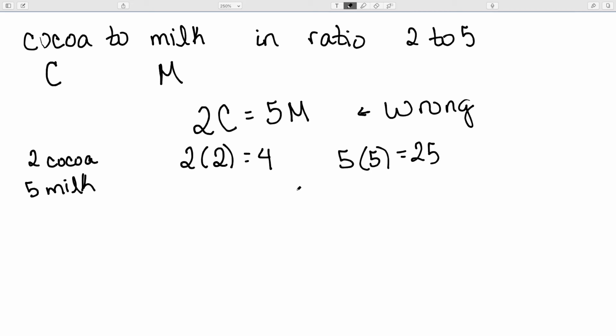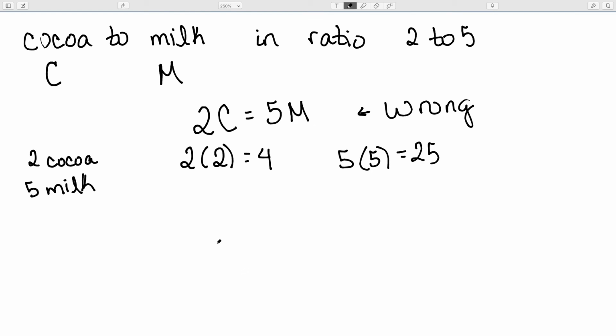In math, expressions and equations have very precise meanings. The equal sign means equals or is equal to. It does not mean goes together with or corresponds with. In addition, the 2C means 2 times C, which would be twice the amount of cocoa in a mixture. Because the cocoa takes up 2 parts, each part only contains half of C, not all of C. Similarly, 5M would be 5 times the amount of milk in the mixture.